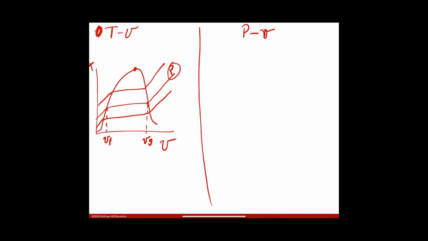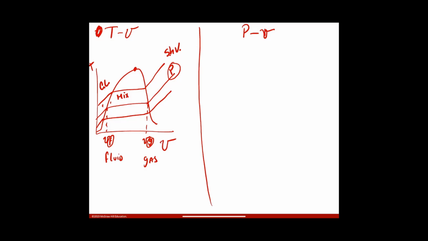Right here I have compressed liquid, that's the stage. This stage is mixture, and then I have superheated vapor. This f right here is for fluid, and this one is for gas. Remember what happens on these two points. v_f is the limit between liquid and vapor.